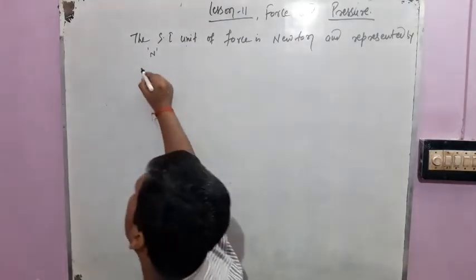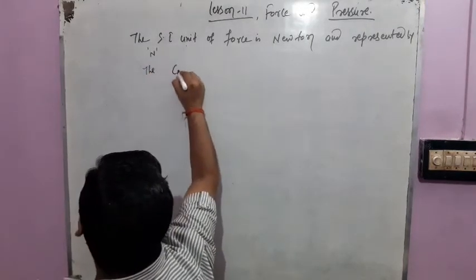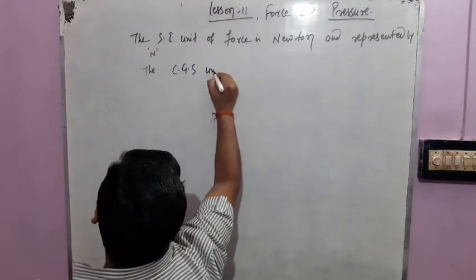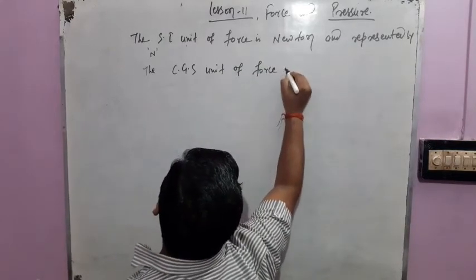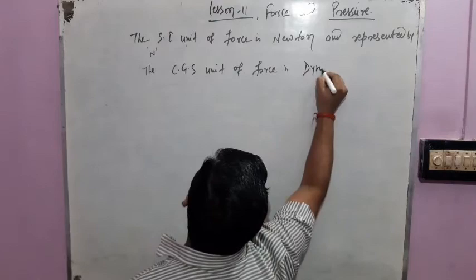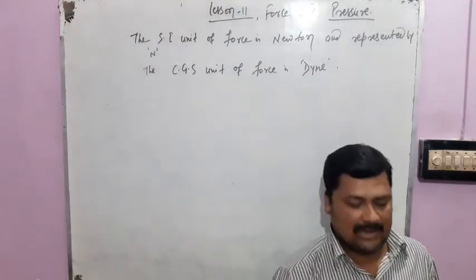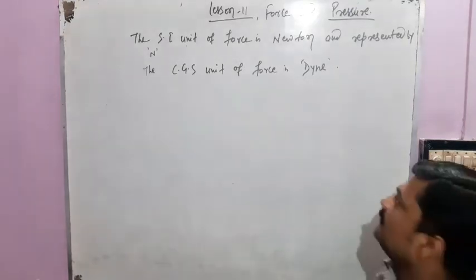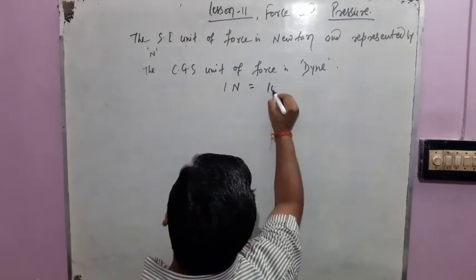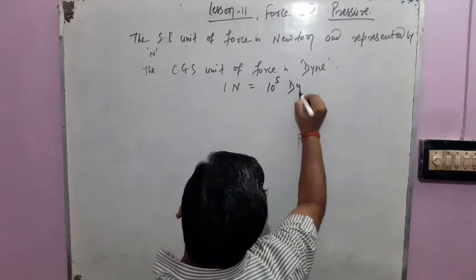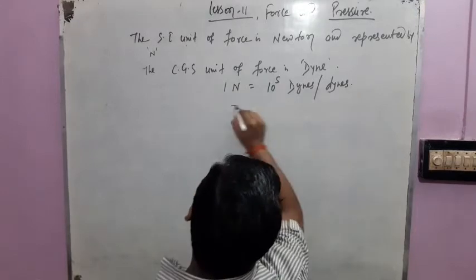In CGS unit, the CGS unit of force is dyne. The CGS unit of force is dyne, and 1 Newton is equal to 10 to the power 5 dynes. What is the relation between the SI unit and CGS unit? So 1 Newton is equal to 10 to the power 5 dynes. We can also write it as a small d, dynes.